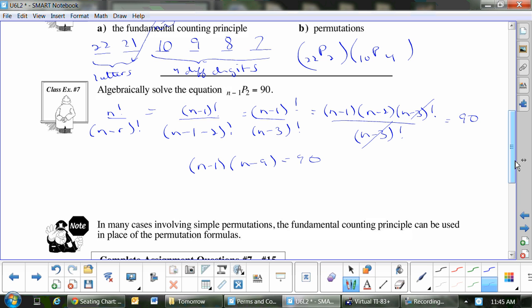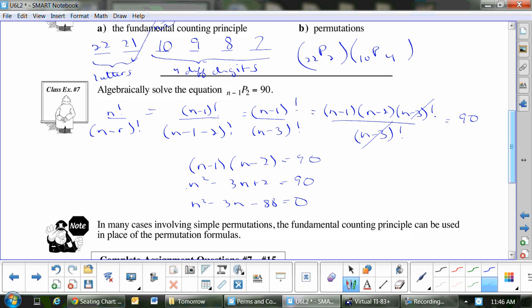If I use FOIL, that is n squared minus 3n. Oh yeah, that's supposed to be a 2. What am I doing with a 9 there? That's why I'm all confused. Okay, minus 3n plus 2 equals 90. Get everything to the left, and I will get n squared minus 3n minus 88 equals 0.